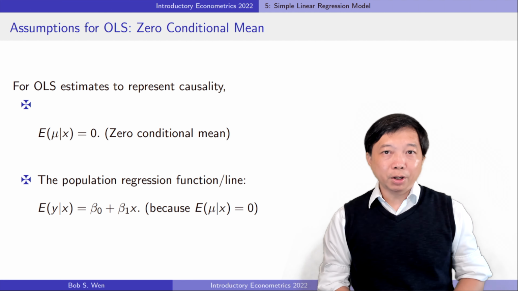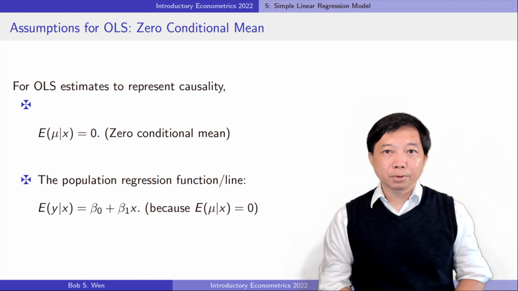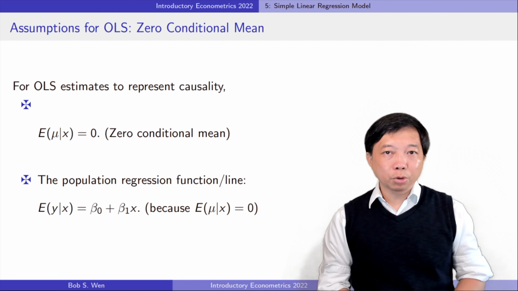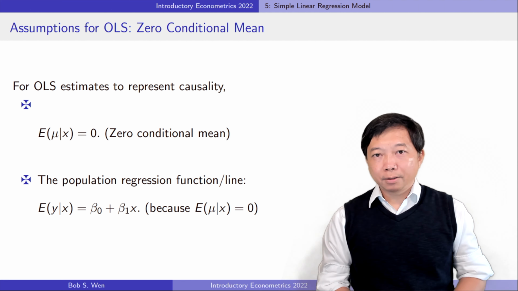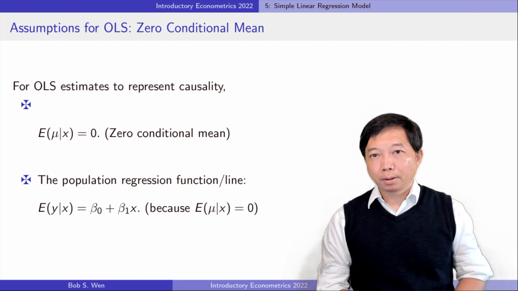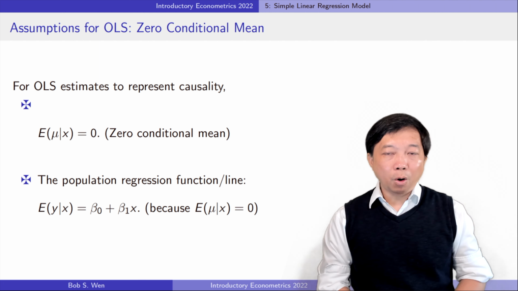But in economic research, we usually have observational data, which is not randomly assigned. If the zero conditional mean assumption holds, the observational data look as if they were experimental data, and therefore a causal relationship can be established. So the zero conditional mean assumption is crucial for estimating causality or causal effects. However, in reality, this assumption is almost always invalid.